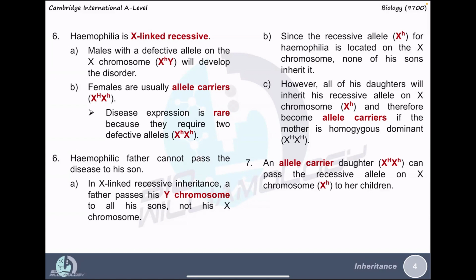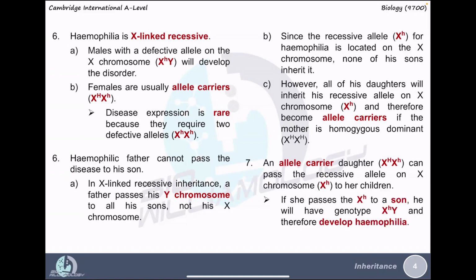So an allele carrier daughter, which is heterozygous, can pass the recessive allele on the X chromosome to her children. If she passes this recessive allele to a son, the son will have genotype X superscript H Y, and therefore the son will develop hemophilia.